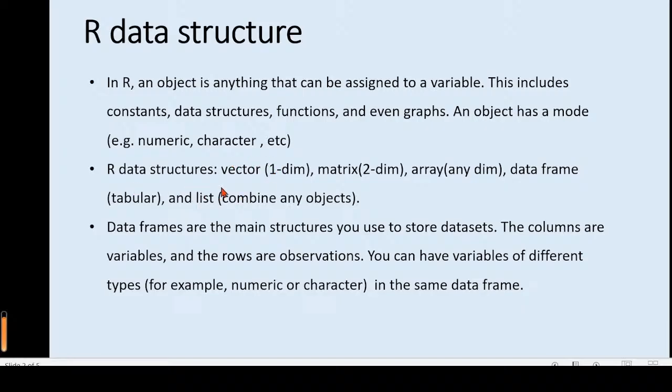R data structures include the vector, which is one-dimensional with the same type of elements. A matrix is for two-dimensional objects with the same type of elements. An array is similar but can have any number of dimensions. A data frame is a tabular object, and a list is an object that can combine any other types of objects.